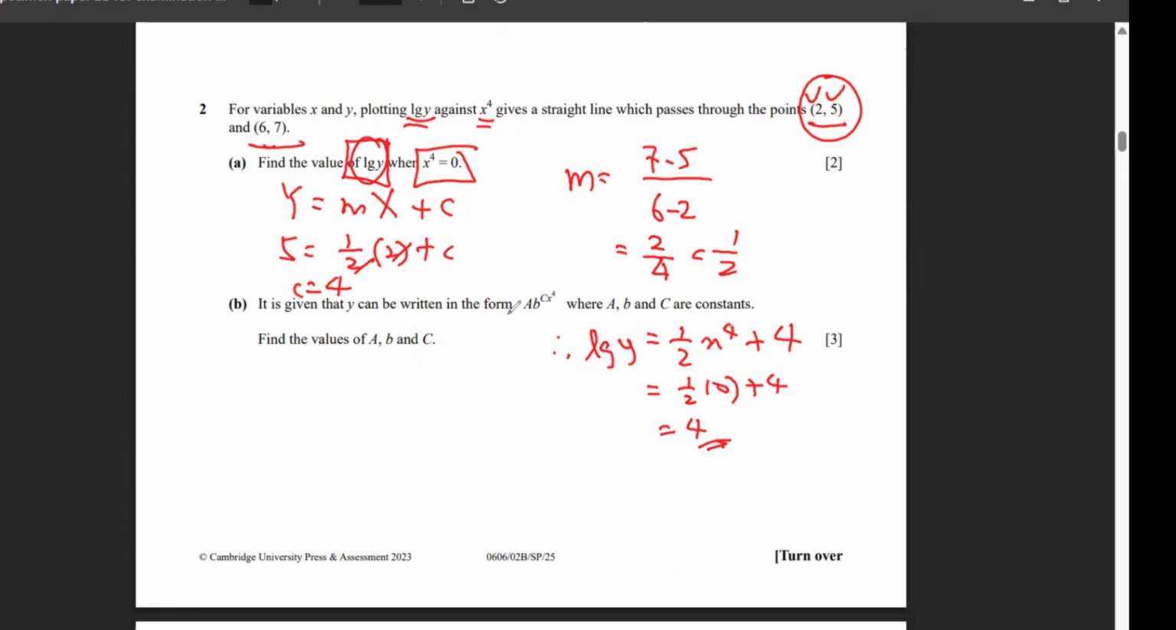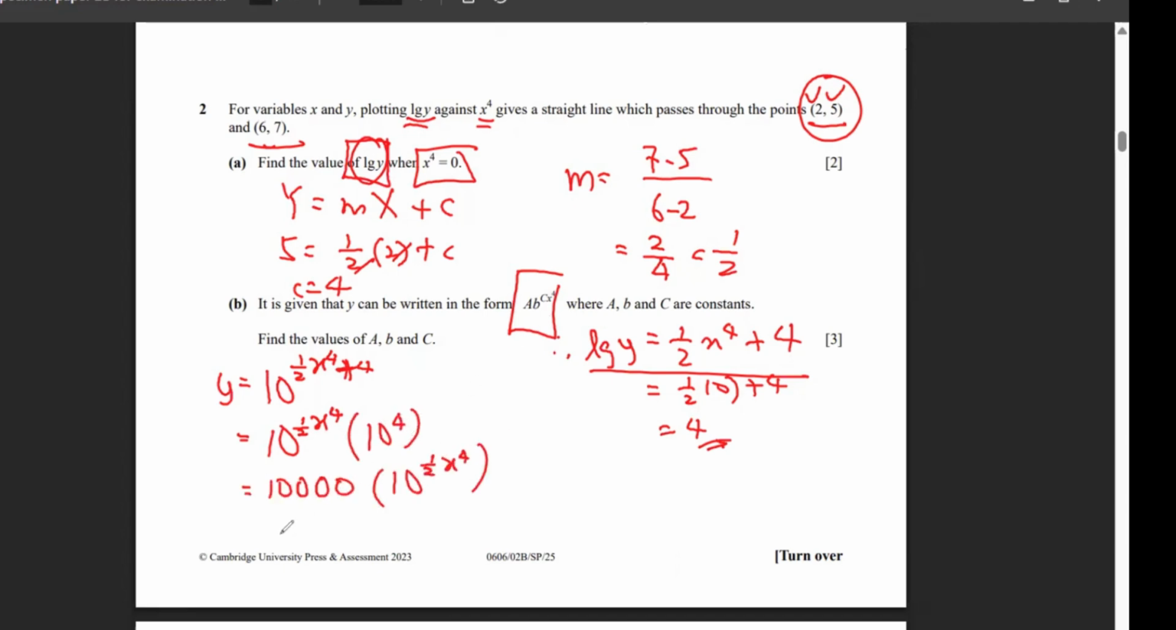Next, it's given that y can be written in this way. Find what A, B, C are when they are constants. In this equation, we make y the subject. lg is log base 10, so 10 to the power throws to the other side and becomes this. Then here involves some indices. When the powers are added, you can actually split them back into multiplication. So you can confirm A is 10,000, B is 10, C is half. Done.